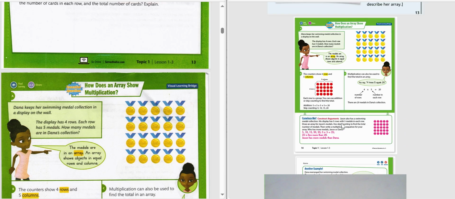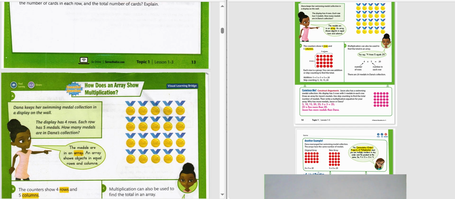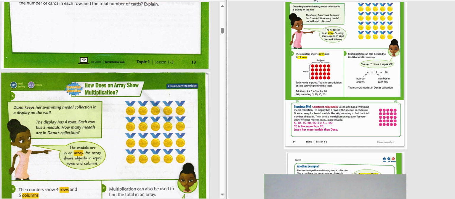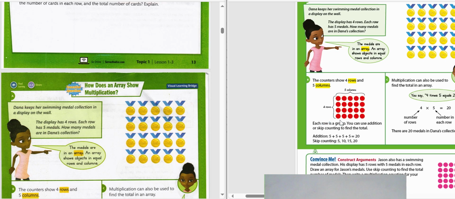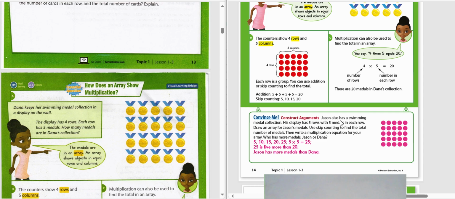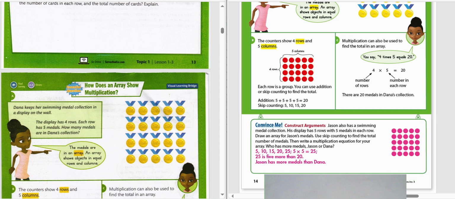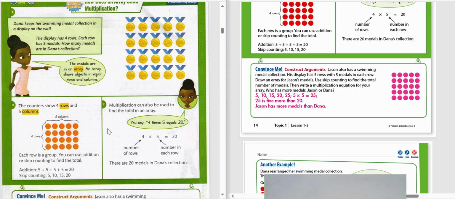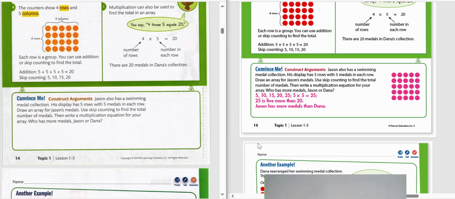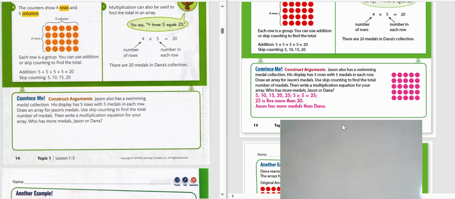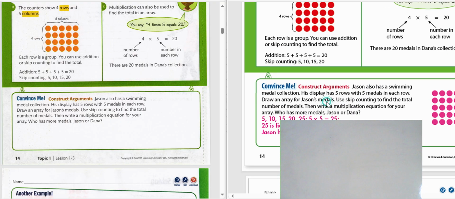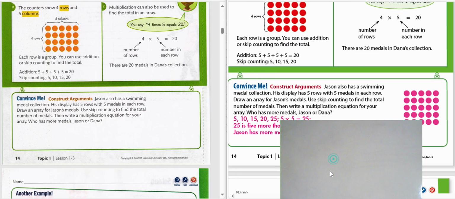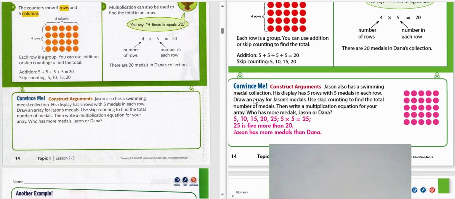Next page. This question we will answer here about question page 14. Look at this example with me. Question page number 13, construct arrangements. Jason here also likes swimming. Jason is collecting swimming medals.